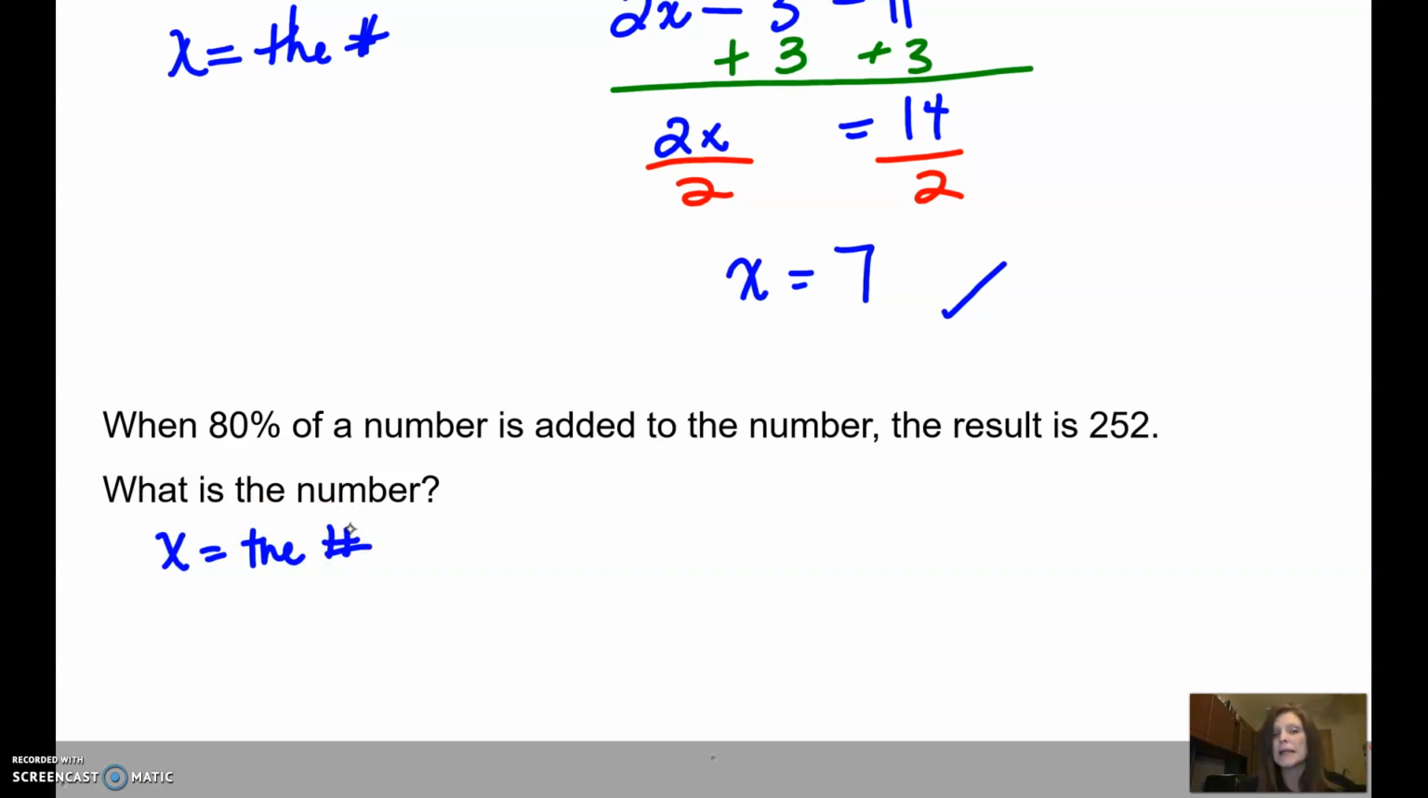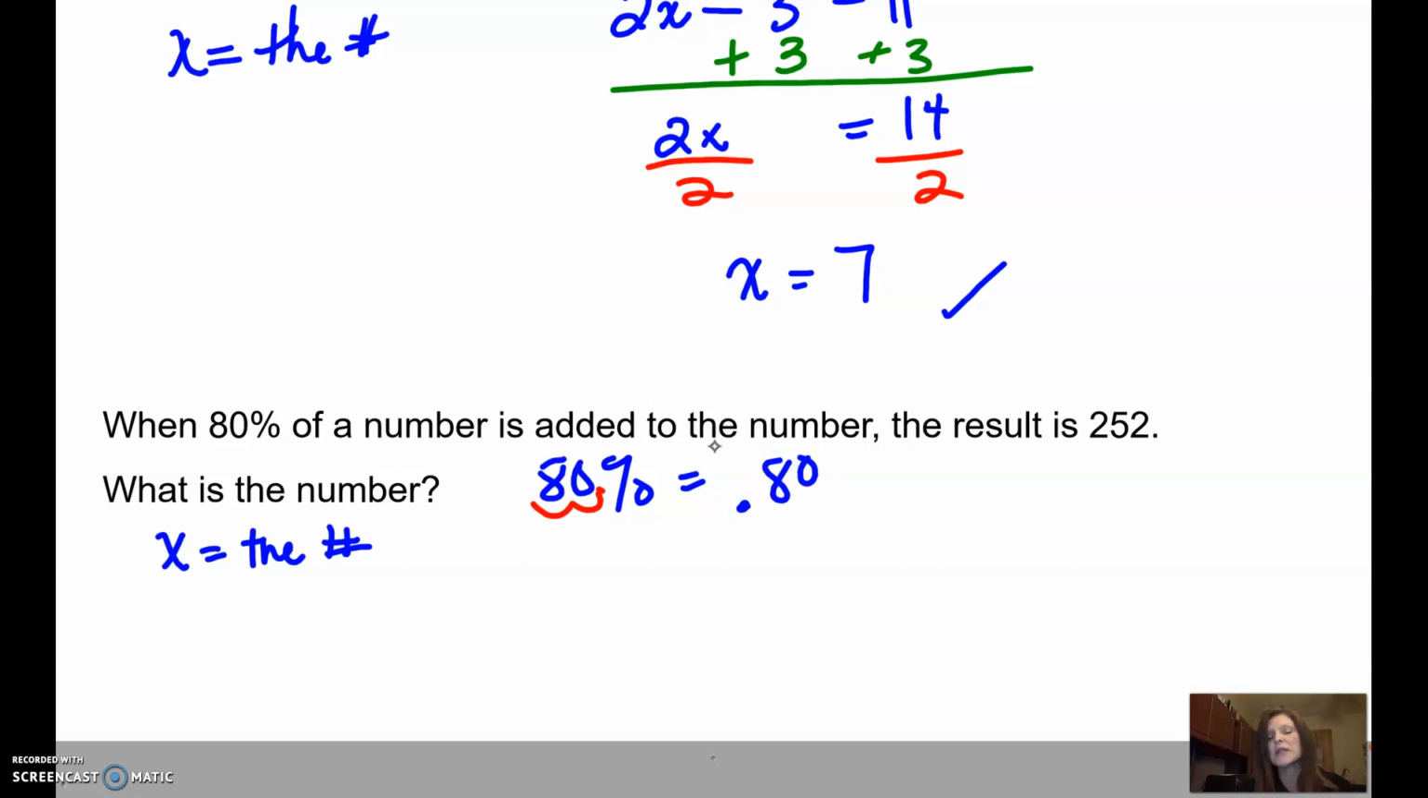Okay, now 80% of. I can't use that percent symbol in an equation. I have to convert that to decimal form. So percent means per 100, so we're going to move the decimal point 2 places. So 80% is equal to, if I move the decimal from where it is, after the 0, 2 places, my answer here would be 0.80, right?